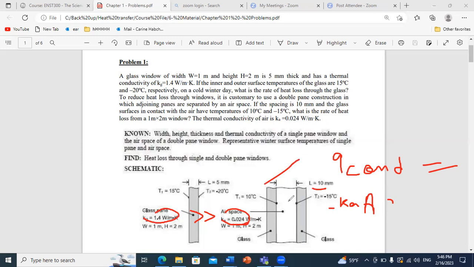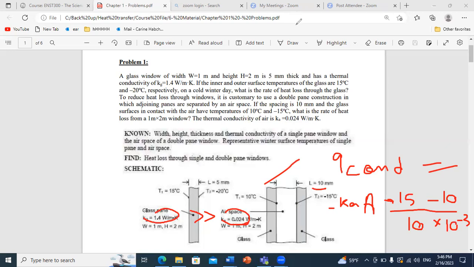And now to compute dT by dx, you do minus 15 minus 10 over the thickness, which is 10 millimeter. We also have a considerable thickness, which is much larger than the single glazing case of 5 millimeter. So 10 times 10 to the minus 3. So we can see that by calculations, the conduction flux here will be reduced a lot compared to single glazing. So this is the advantage of using double glazing in our homes.